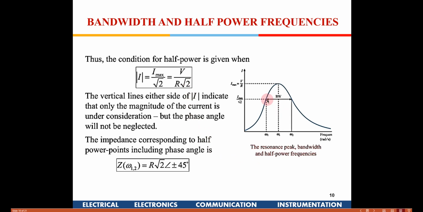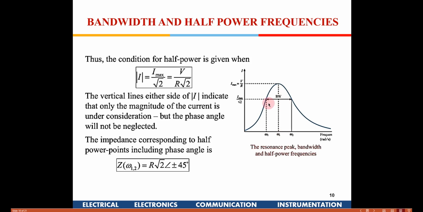Now, how do we compute those frequencies, and how do we compute the bandwidth? I have a series RLC circuit and I know the values of R, L and C. From L and C, I can find the resonant frequency. But how do I find the bandwidth?